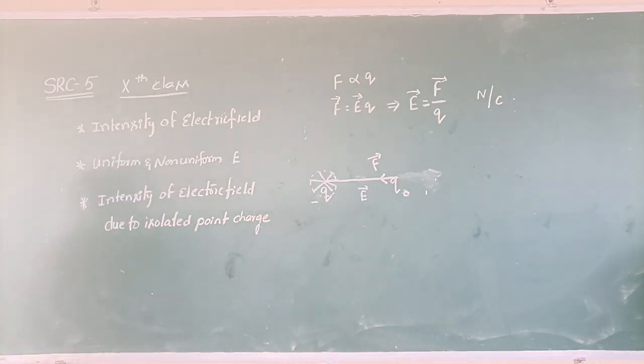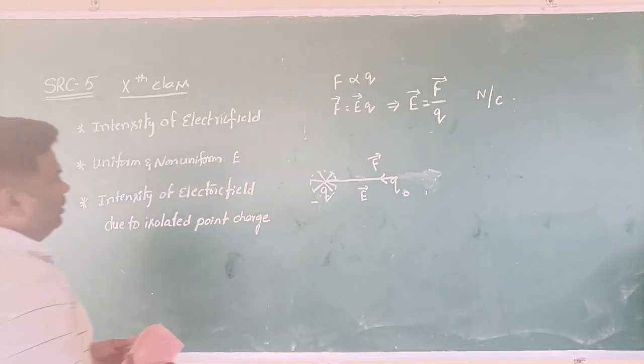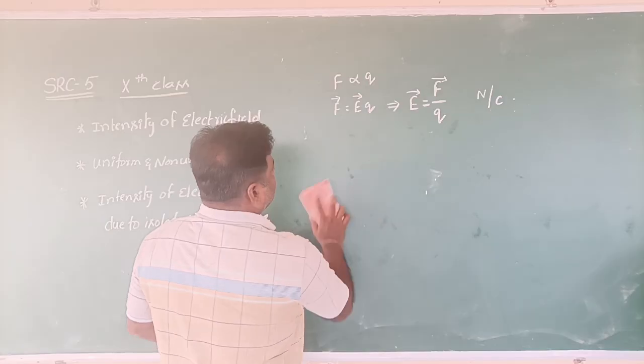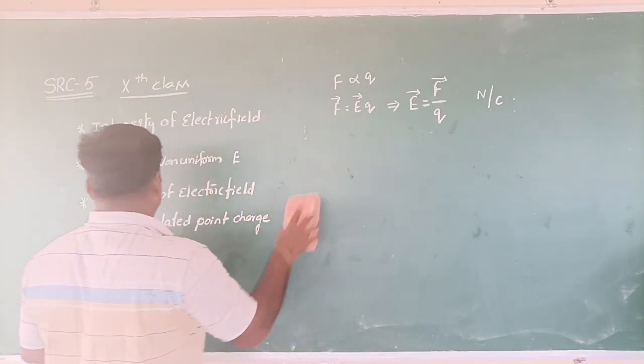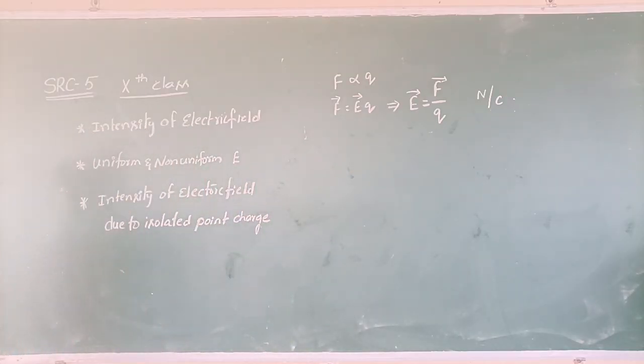If a doubt comes, then I will explain. So note these points, this diagram and the previous diagrams, and now come on to the uniform and non-uniform electric field intensity.